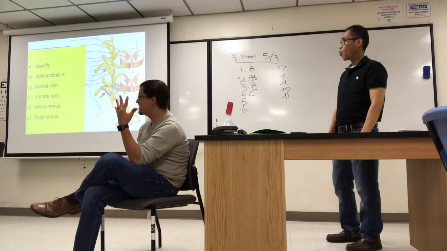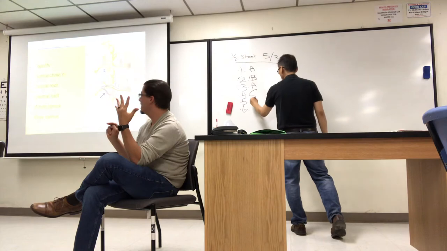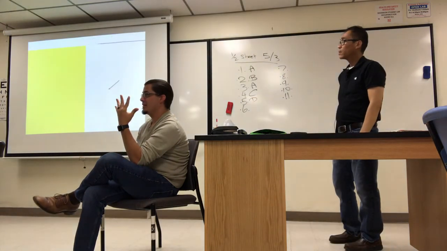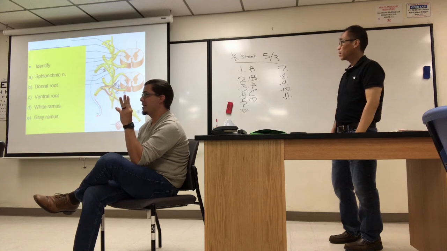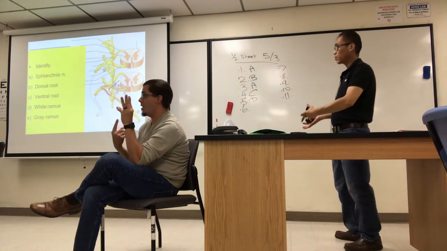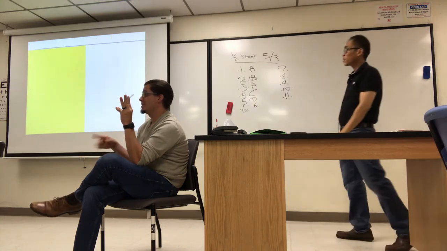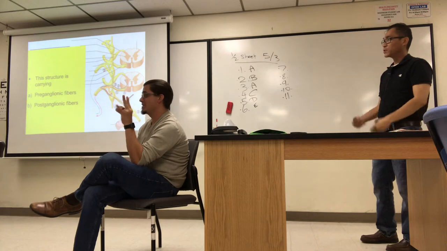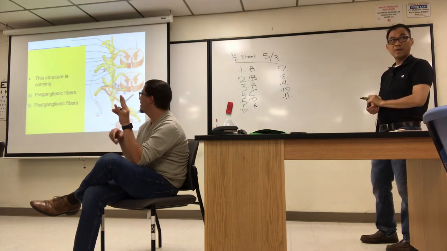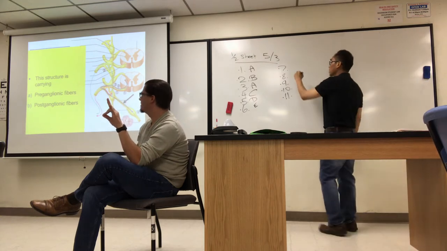Five, white ramus. Choice B, carrying preganglionic fibers. Number six, pointing to the other one, not the white one, but the gray ramus, choice E. On number seven, this structure is carrying, fill in the blank, preganglionic fibers, choice A.